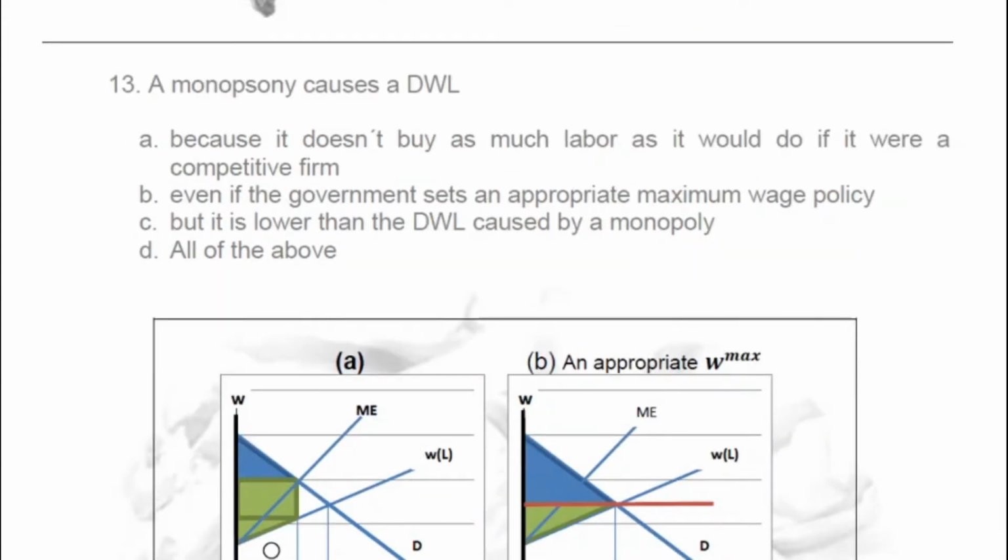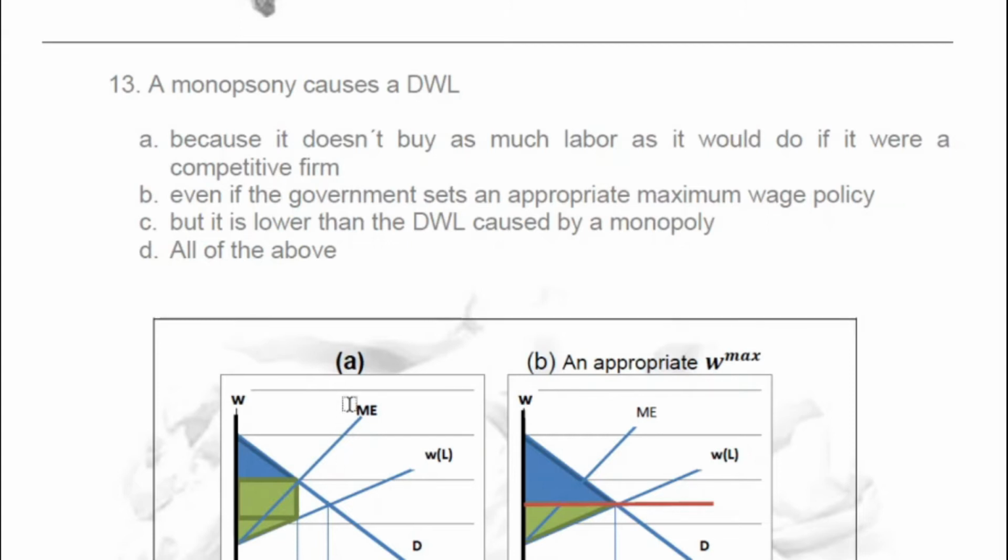If we look at this graph, the monopsonist could hire this quantity of labor because the supply of labor with its demand of labor would cut here. Okay, but it decides to hire less. It cuts the marginal expenditure with the demand curve and it goes down to set these low wages, and generates, of course, this deadweight loss.